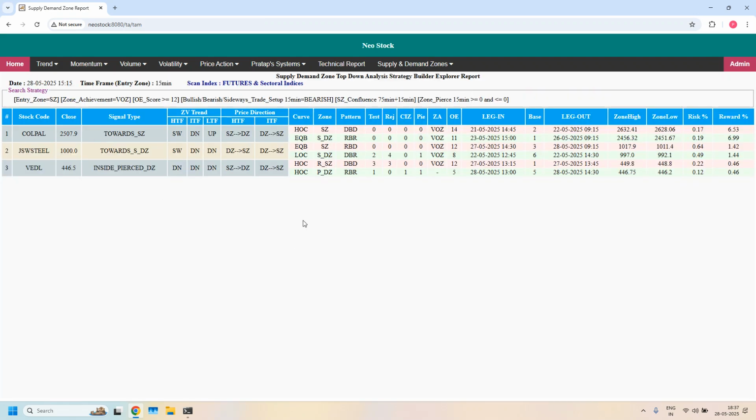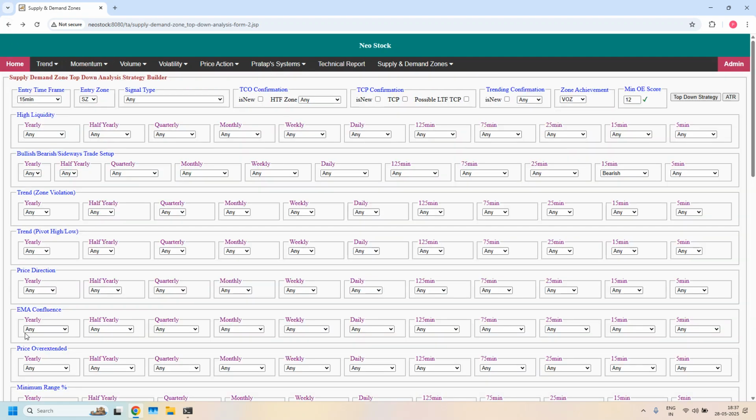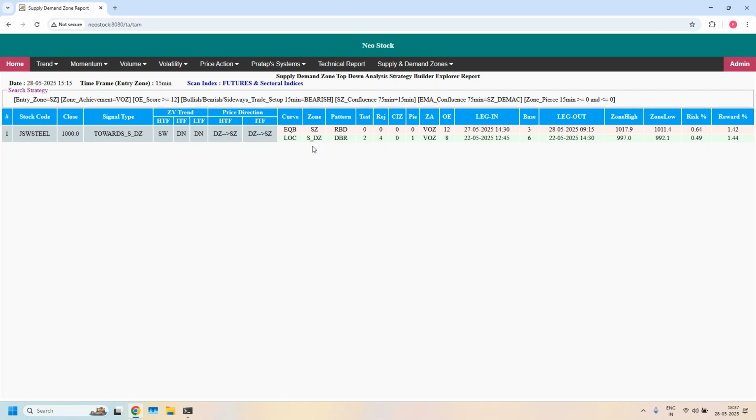We got 3 stocks. In these 3 stocks, these 15 minute supply zones are overlapped with 75 minute supply zone. And 75 minutes trend is down in all the stocks. So let's verify if 75 minute supply zone having daily EMA confluence. So by setting this filter, we got only 1 stock. That way, this 75 minute supply zone might be having more high probability.